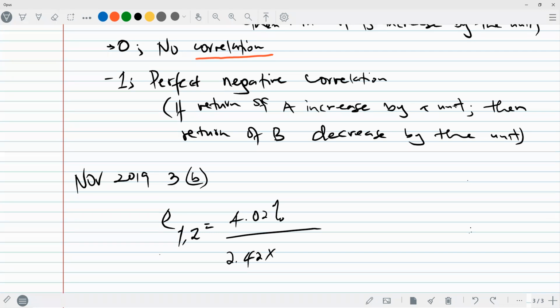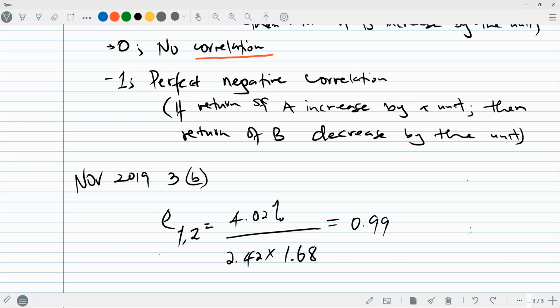2.42. And the standard deviation for z was 1.68. And you get 0.99, which is the same as 1, so 0.99 or more or less 1. Okay, positive.